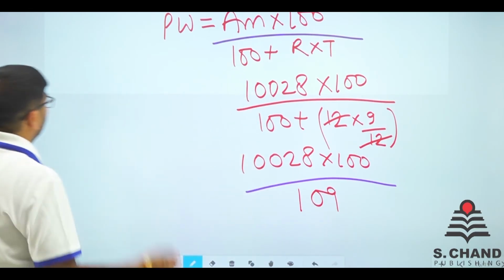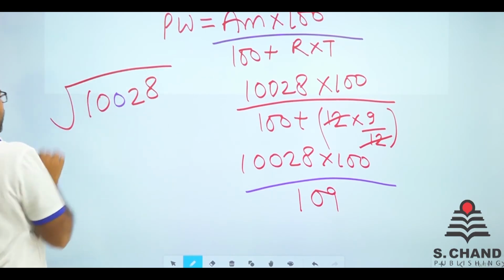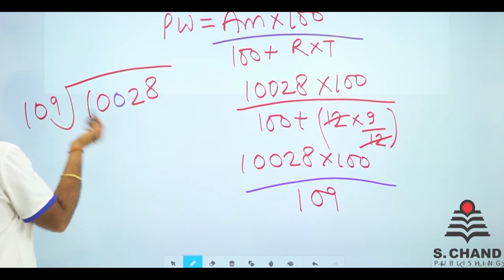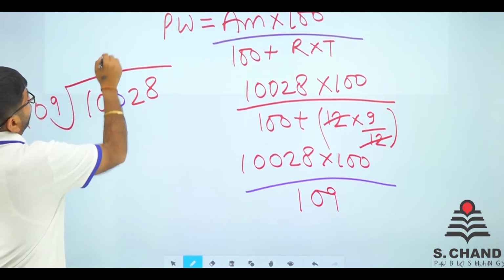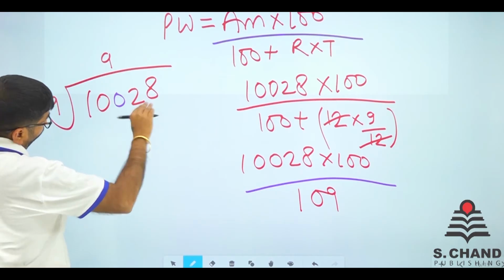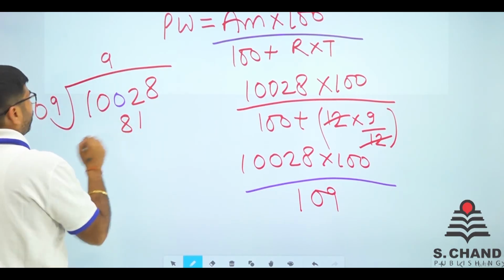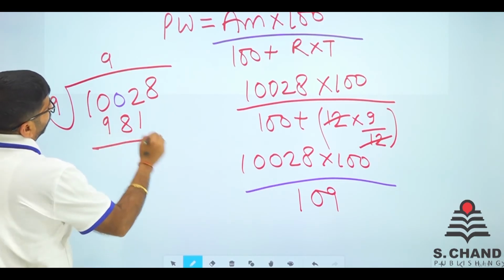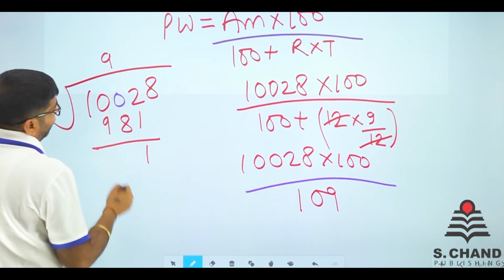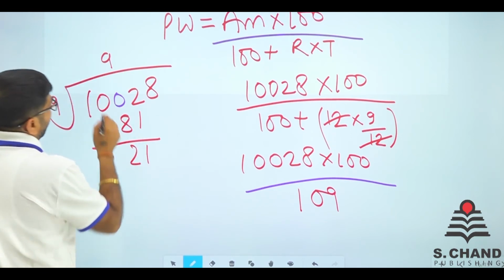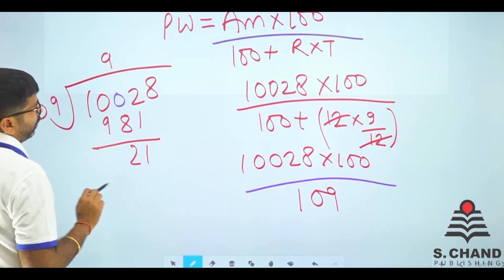Let's see. Let's divide 10028 divide by 109. It cannot go 1 times this way also. So we go with 9 times for the whole thing. So 9 into 9, 81. And 9 ones are 9. So 981, right? So 2 minus 1 is 1. 10 minus 8 is 2. And 9 minus 9 is 0. So 21 is left. Only 21.